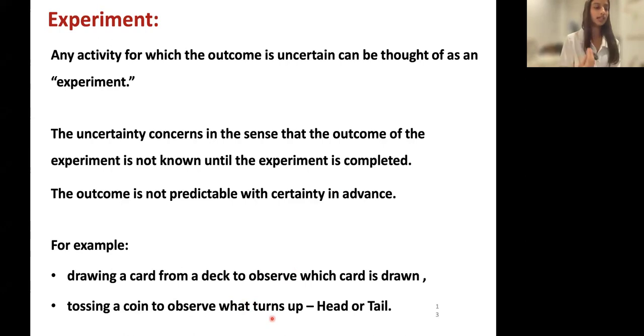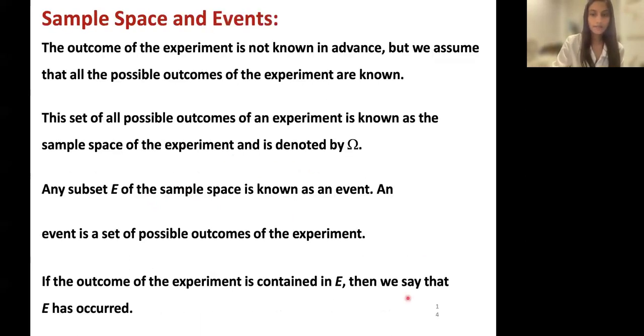Similar is drawing cards. Until we draw the card from the deck and look at it, we don't know what card it is. That's why you call it an experiment, because the outcome is uncertain until you do it. The outcome of the experiment is not known till the experiment is completed, so the outcome is not predictable with certainty in advance. Although you can say there's this much chance that an outcome is possible. That's the whole thing of probability. So now, what's sample space?